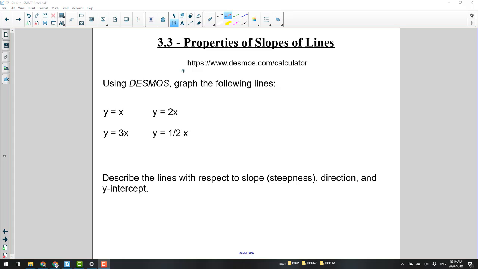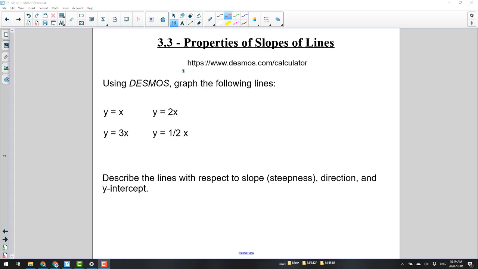All right, hello folks. So what we're going to be looking at here today is section 3.3 from your textbook, involving properties of lines, or properties of slopes of lines, I should say. With this, there's not much notes to take down, but we're going to do this together.